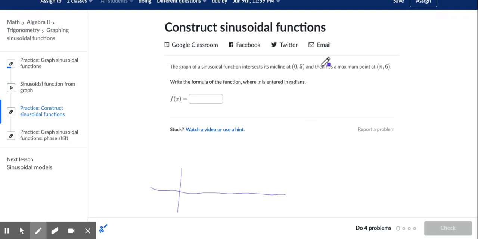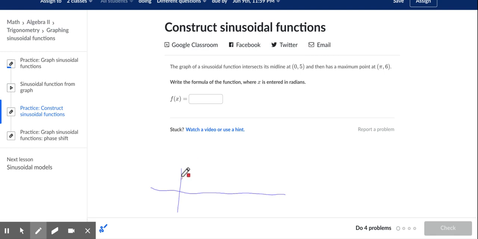Because it says it crosses the midline and then has a maximum. So this is the next maximum after this time crossing the midline. So let's make a sketch of this to start with. Pretty much always, when I'm given information like this, I just sketch the graph because I feel like that's the easiest way to visualize the information that I'm given.